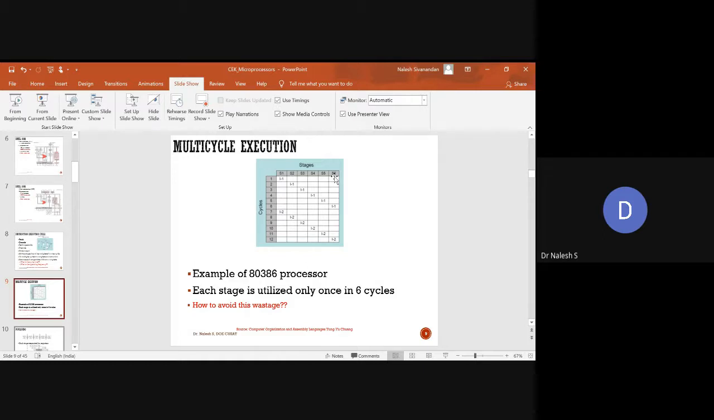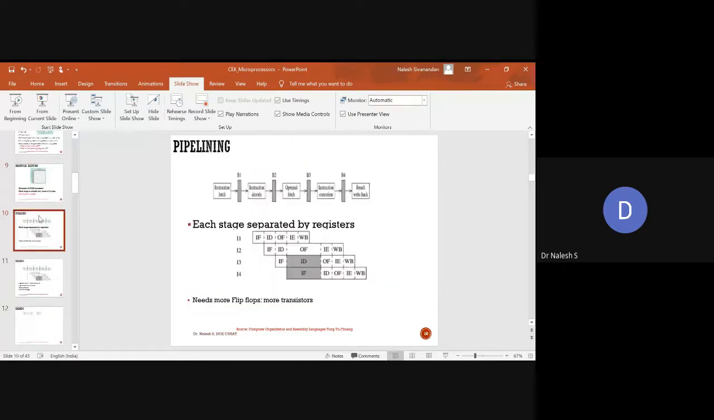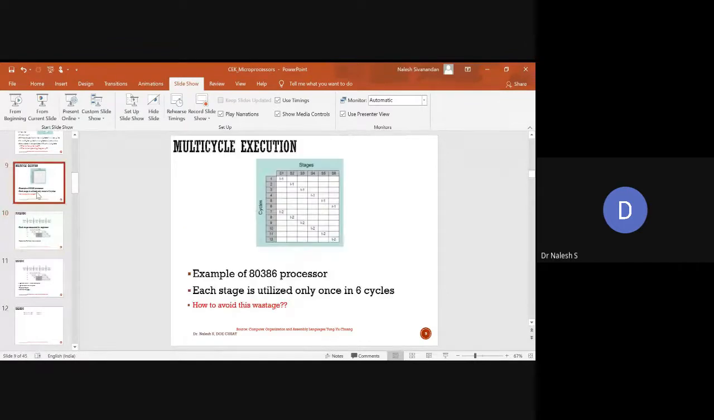How can we avoid this wastage? I think you might have studied the way to avoid it. Does anyone have a clue? How can we utilize these stages more efficiently so that our execution time is reduced? Anyone have a clue? Come on, one of you respond.